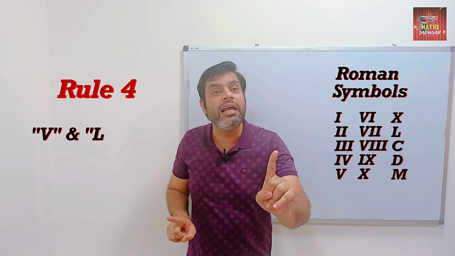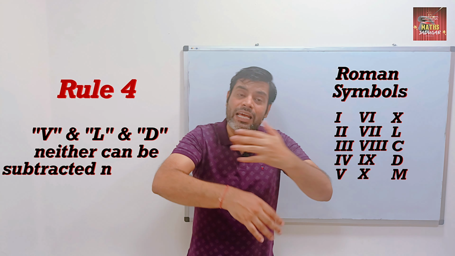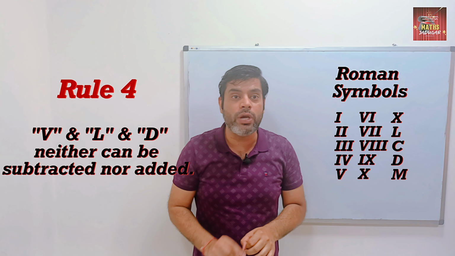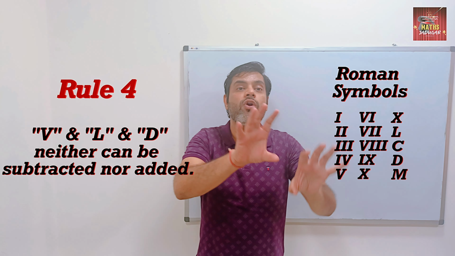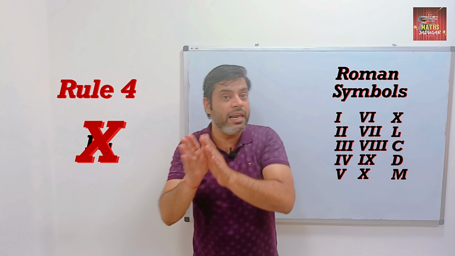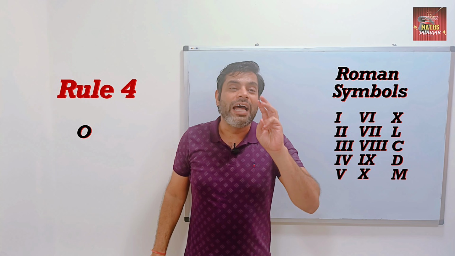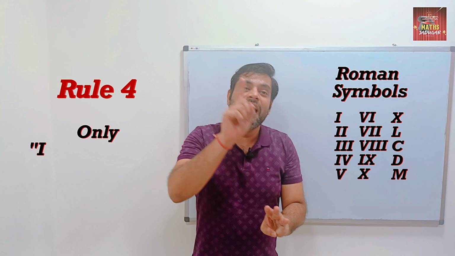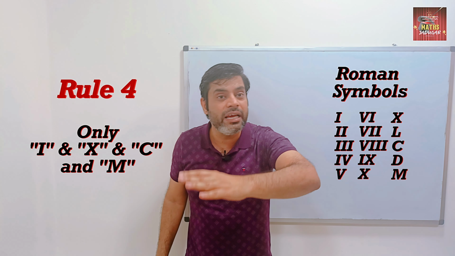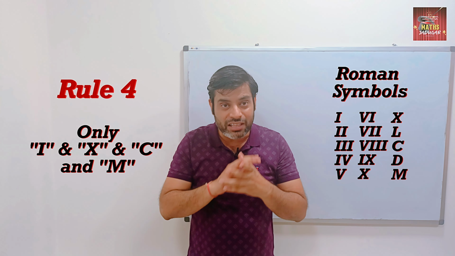And with that, I will tell you a rule about V, L and D, 5, 50 and 500. Neither can it be subtracted from any number, nor can it be added one over another. One time you can use it, one V, 5, is fine, but you cannot make VV, 2 times V, not allowed. 2 times L, not allowed, LL, no, my dear friends, no, or DD, no, because that is only allowed for I, X, C or M. So the ones, tens, hundreds and thousands we are repeating; 5, 50 or 500 is only for one time use. That is another rule about it.